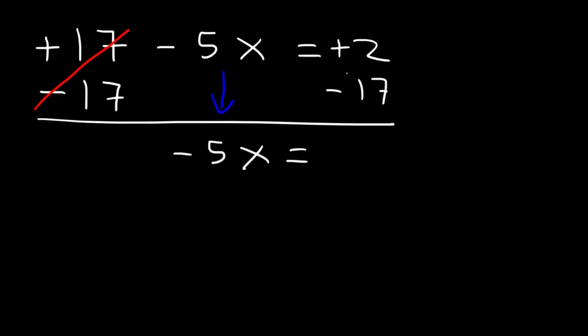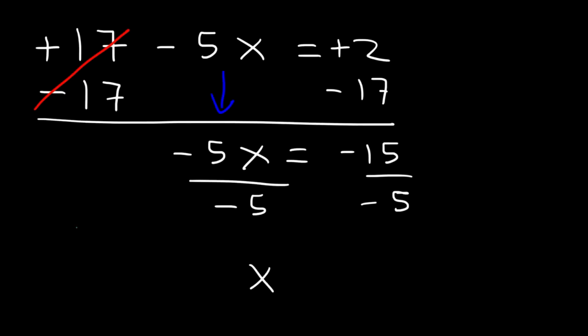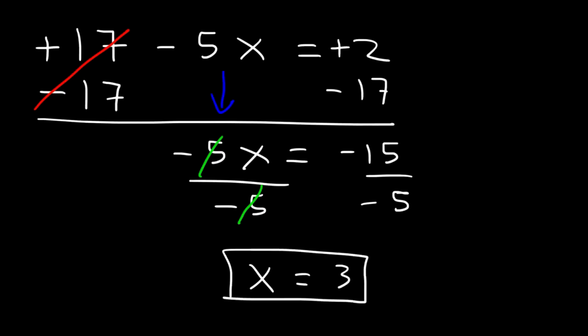Positive 2 minus 17, that's equal to negative 15. Next, let's divide both sides by negative 5. Negative 5 divided by itself is 1, leaving behind 1x. Negative 15 divided by negative 5 is positive 3. Whenever you divide by two negative numbers, you're going to get a positive result. And so that is the answer. X is equal to 3.